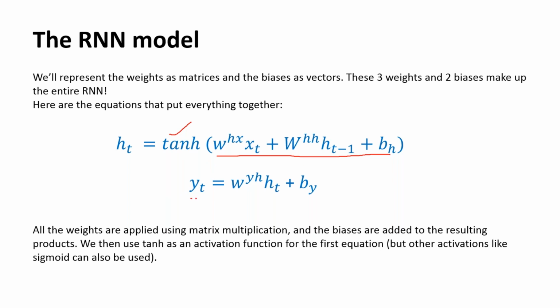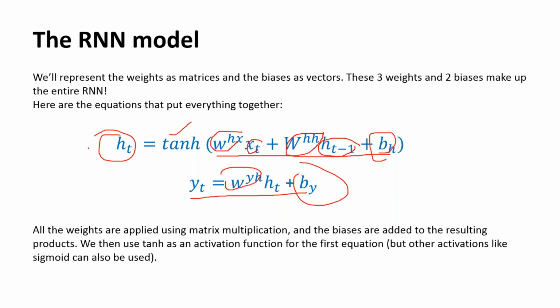Finally we have yt as an output, where we use Wyh times ht plus the bias. The first thing is ht. How is ht calculated? Based on the input that we give. So xt is the input with its weight, and we have the previous hidden state, whose weight is Whh, and we have a bias. This is what my equation is, ht and yt.